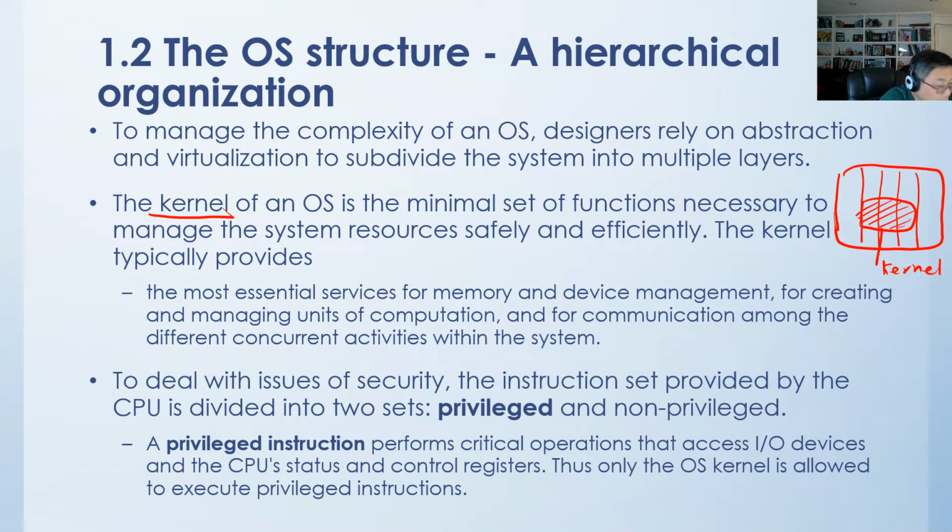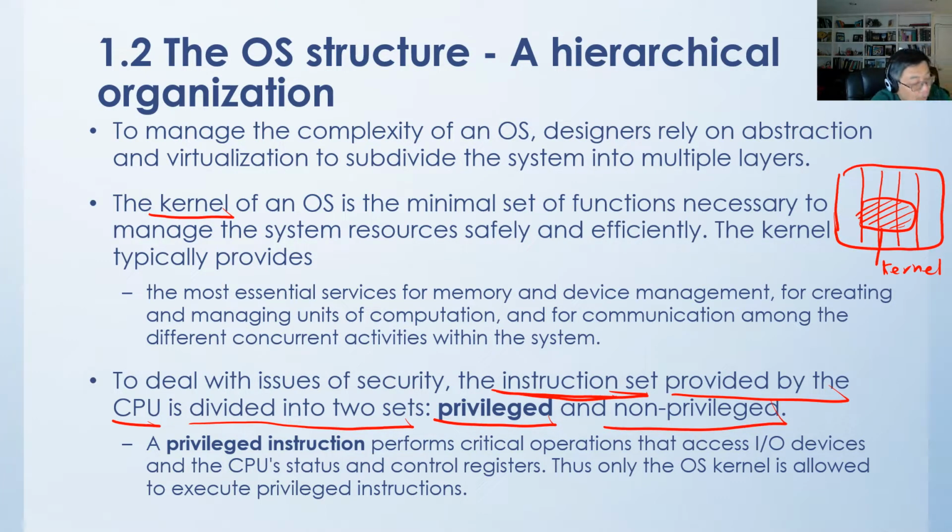Also, to deal with the issues of the security of the operating system, the computer instructions are divided into two different sets. Okay, so the instruction set provided by the CPU is divided into privileged and non-privileged. So when a program wants to run a particular function, the program contains instructions, and the CPU is going to fetch these instructions to perform the operation. Some of the instructions are privileged and some are not.